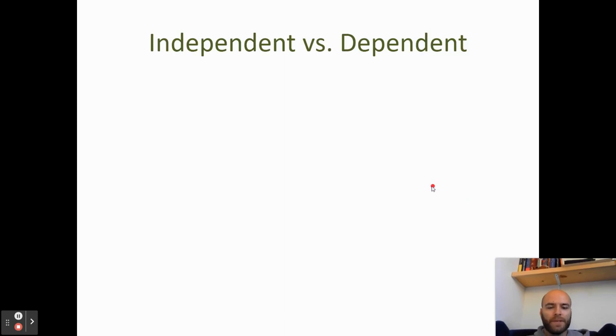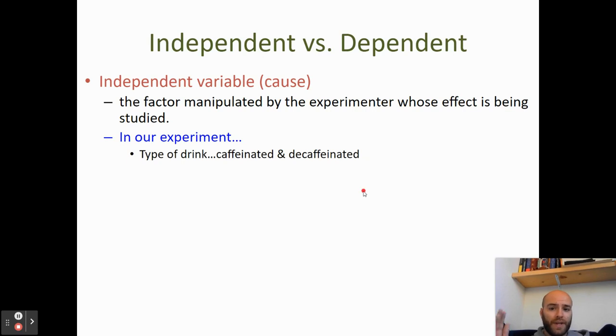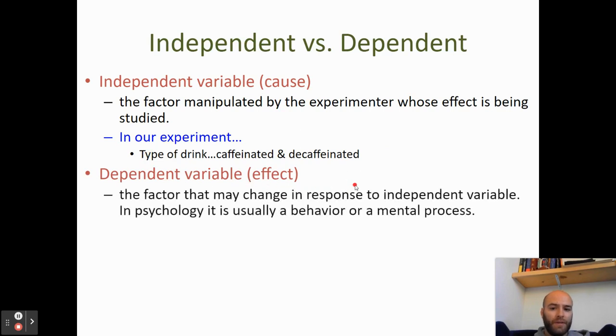Okay. Now, let's get into our variables in the experiment and talk about why these are important. The independent variable is also known as the cause. This is the factor that is manipulated by the experimenter so that the effect can be studied. So in our experiment, the type of drink, caffeinated or decaf, is the independent variable. Now, the independent variable being the cause, the dependent variable is the effect that we're looking for, the factor that may change in response to the independent variable.